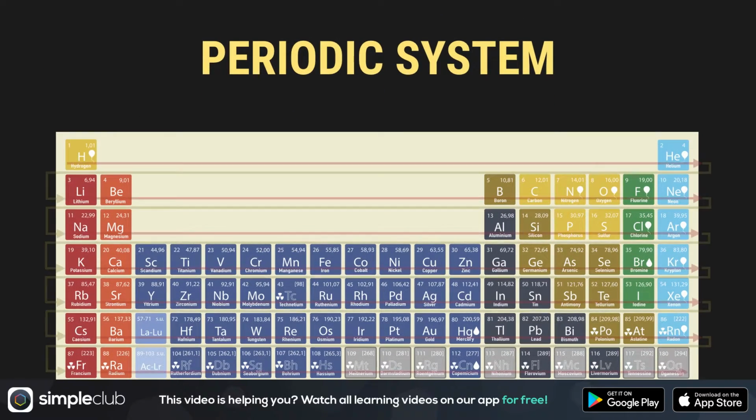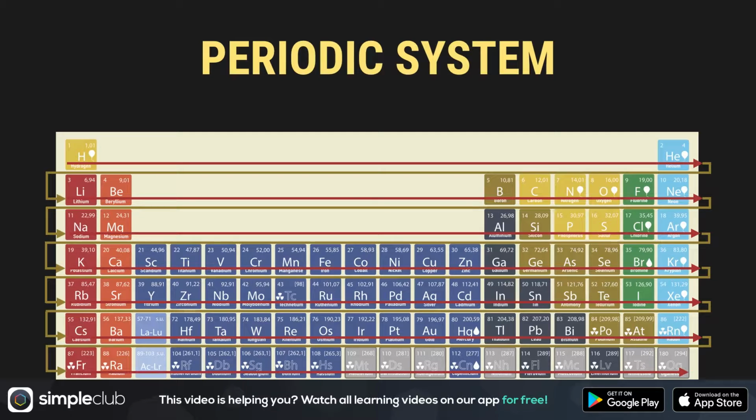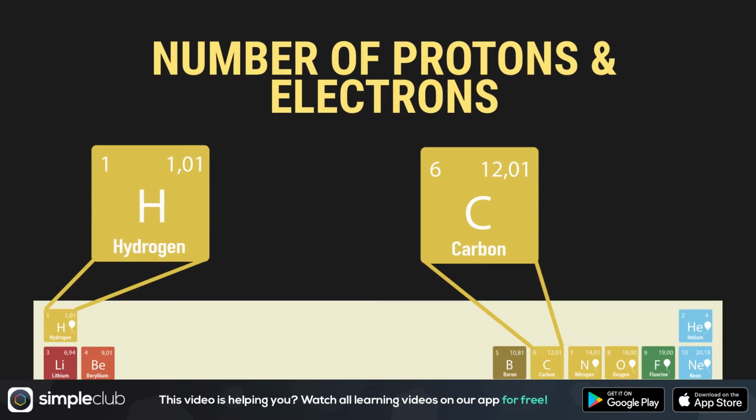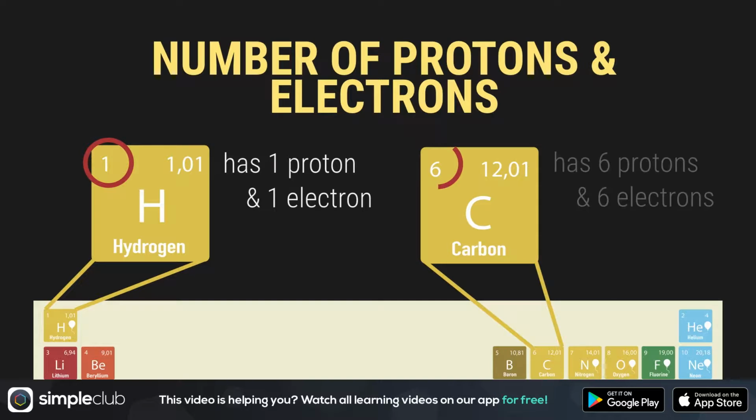If you go through the rows from top down and left to right like you're reading a book, every next element in the periodic table has an additional proton and electron. That is the most crucial difference between elements. The only difference between oxygen, which is vital for our survival, and nitrogen is that oxygen has an additional proton and electron. That's badass! So hydrogen has 1 proton and 1 electron, whereas carbon has 6 protons and 6 electrons.